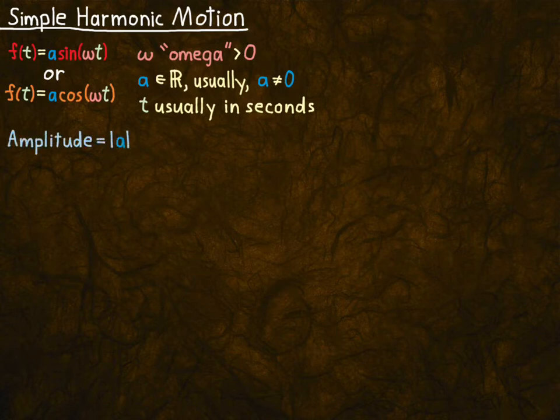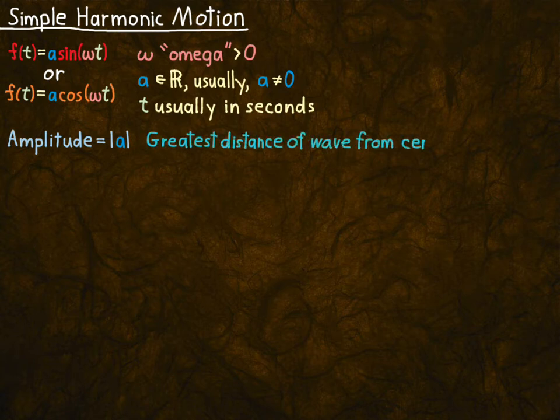The amplitude is the absolute value of the coefficient, the absolute value of a. Amplitude is never negative. Just remember that. It's never negative. It's never 0. Amplitude is the distance the wave gets from its center line. And it's a distance, so it's positive. So it's the greatest distance of the wave from the center line.